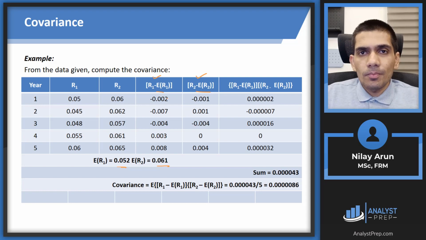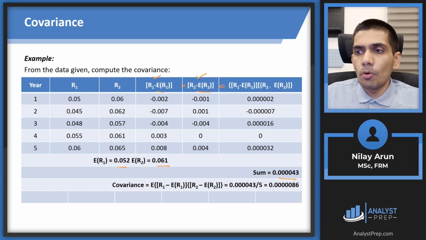Now, what is the next step? Remember, we don't have to square anything here. This is covariance, not variance. We take these deviations from the mean and multiply them together in this particular column, the last one. All the multiplied deviations which you get here, we take them together and sum them up.